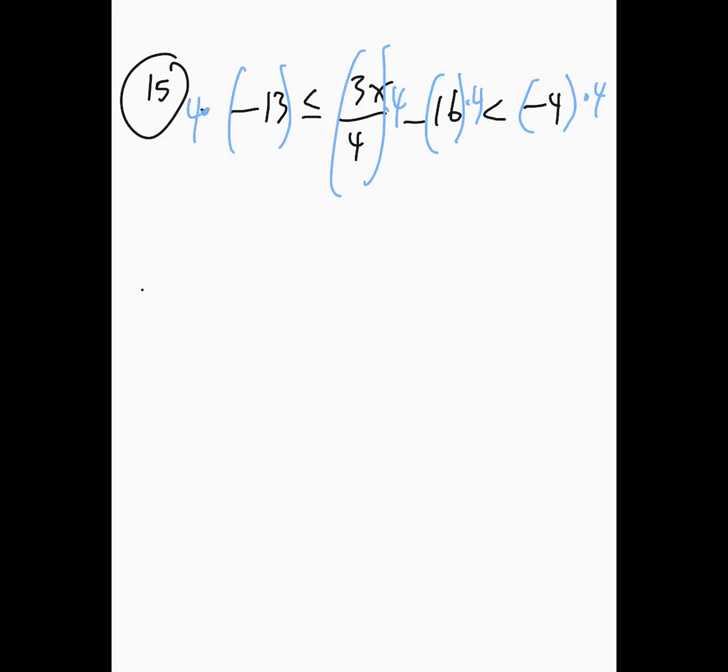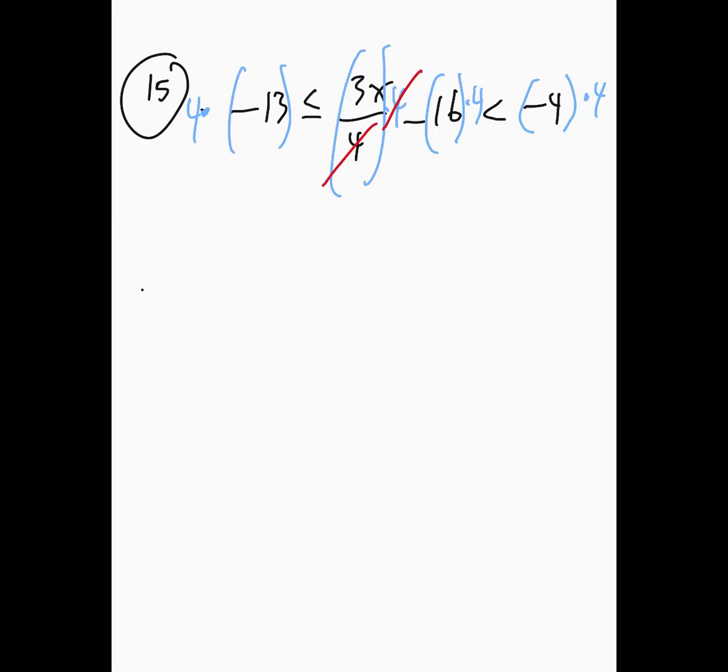So let me switch to red so that you can see more clearly. Boom. That 4 cancels that 4. So what we're left with is 4 times negative 13. Let me erase that actually. Does anybody know what 4 times negative 13 is? What is that? Yep, negative 52.